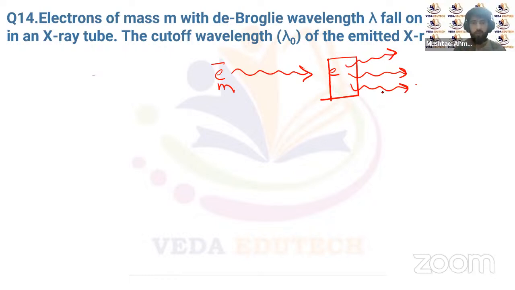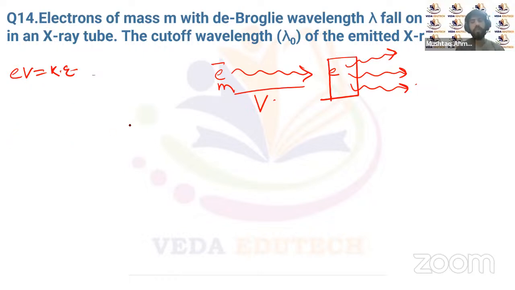Now the question is the cutoff wavelength, which means the minimum wavelength that we can have. The minimum wavelength we can have for the X-rays is that for which all of the kinetic energy of the electron gets converted into the X-ray, or is emitted in the form of radiation. So if the electron is moving through a potential difference of V, then the kinetic energy of this electron will be equal to eV.